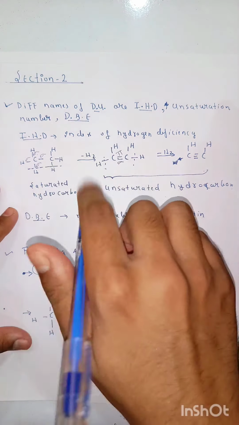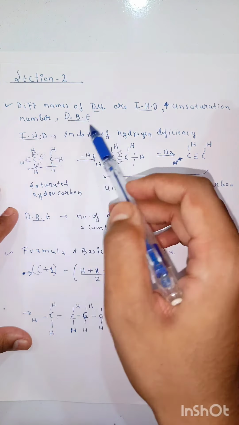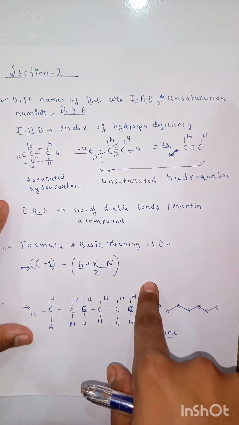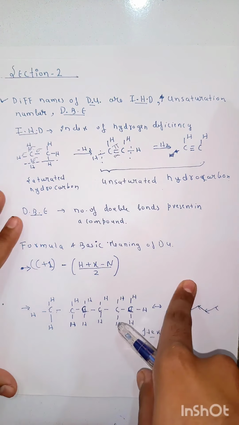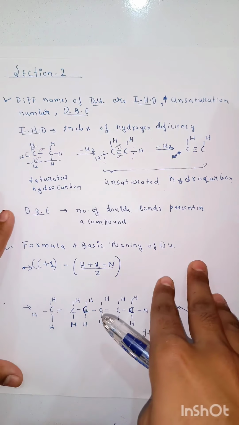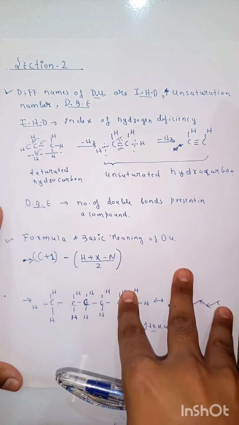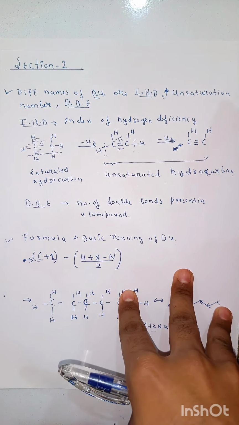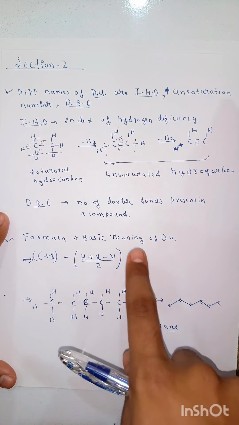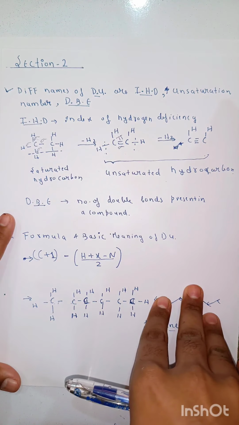Similarly, the other name of degree of unsaturation is double bond equivalent. It means number of multiple bonds, number of double bonds. So it's a simple name. Now without losing much time, let us move to the formula and basic meaning of degree of unsaturation.